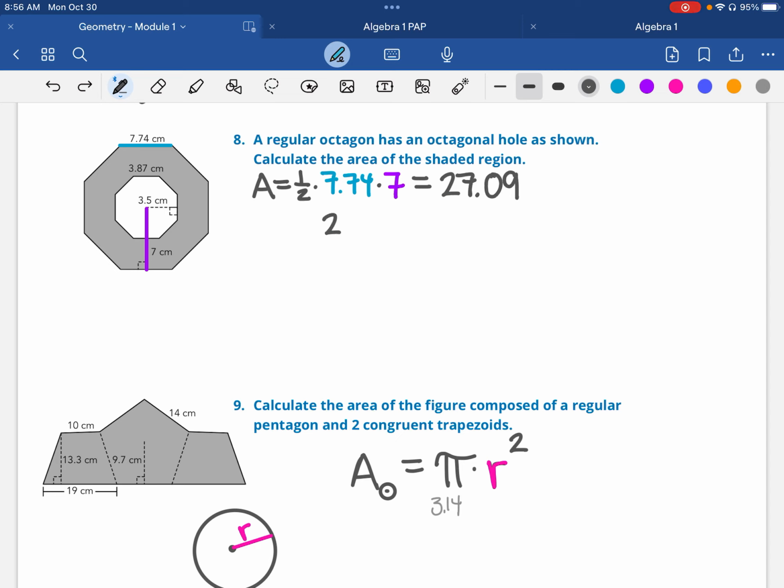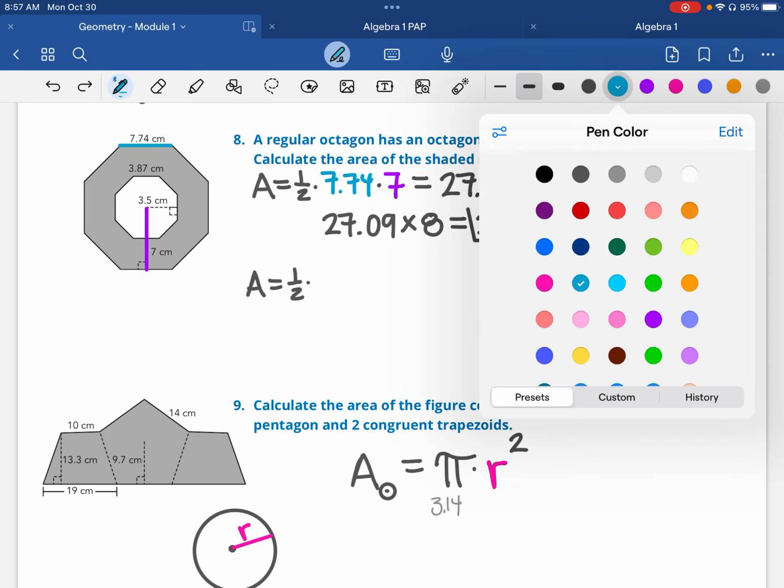I'm going to go ahead and then multiply that 27.09 times 8 because an octagon has 8 sides, giving me 216.72 centimeters squared. I'm going to have to use this answer to get my total answer, but it is not the answer. This answer right here would be if this inside part here was shaded as well. It is not shaded, so I need to find the area of the smaller octagon as well.